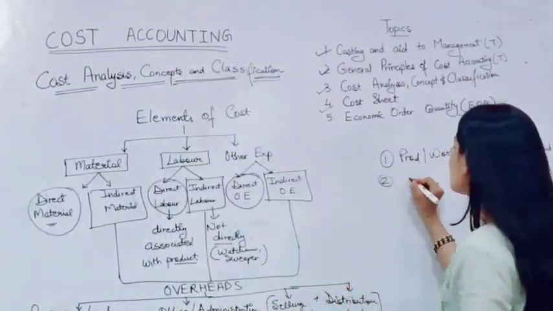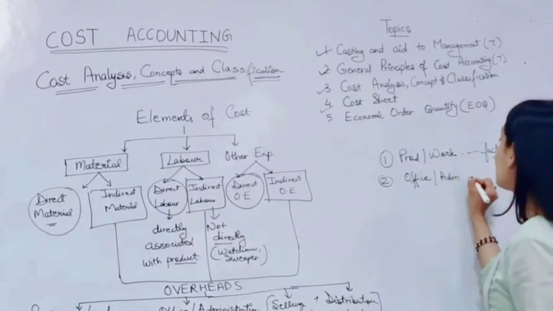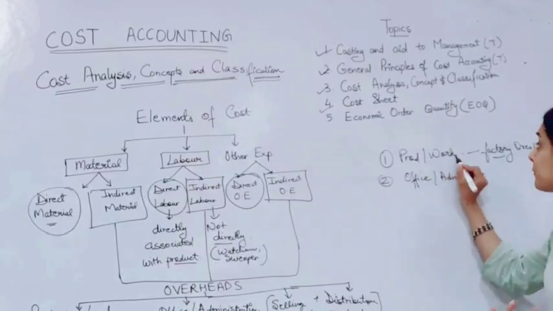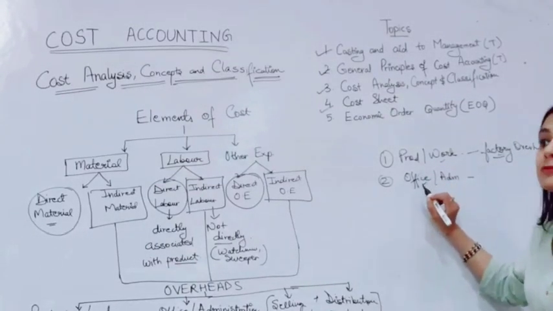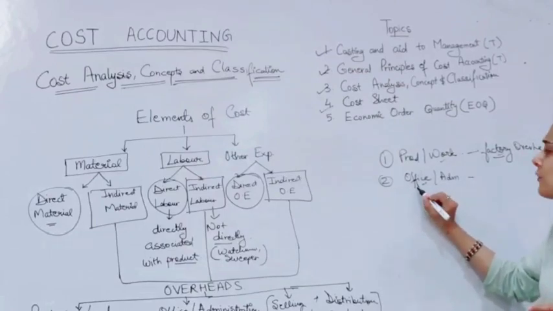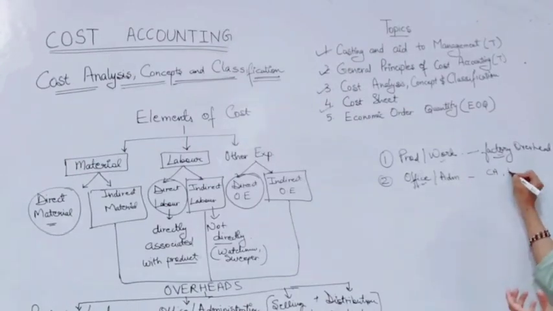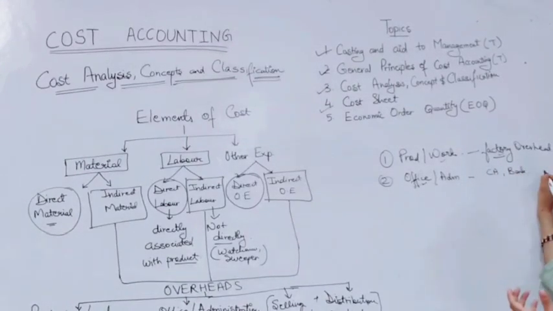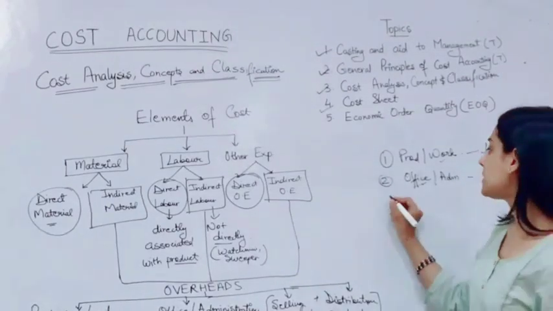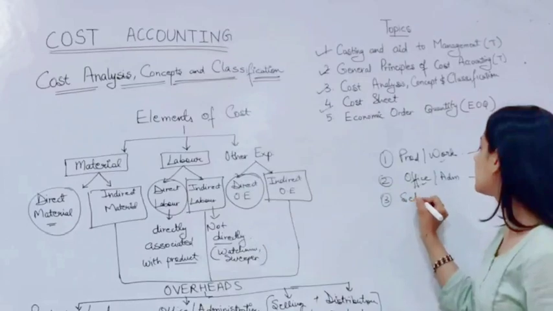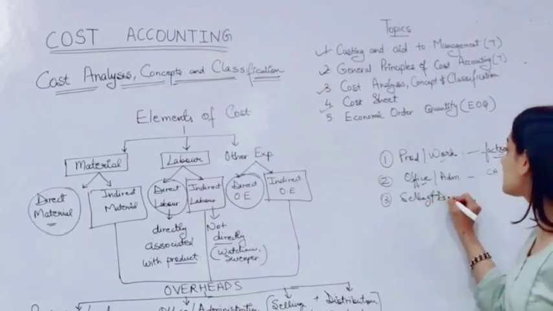Whereas the next is office and administration overheads, which tell that after works, that means after factory, we need an office. We need certain expenses which will be classified on the basis of our office overhead. This could include the CA fee or maybe the bank charge and certain other expenses which are done on the basis of office. After this comes your selling plus distribution overhead.